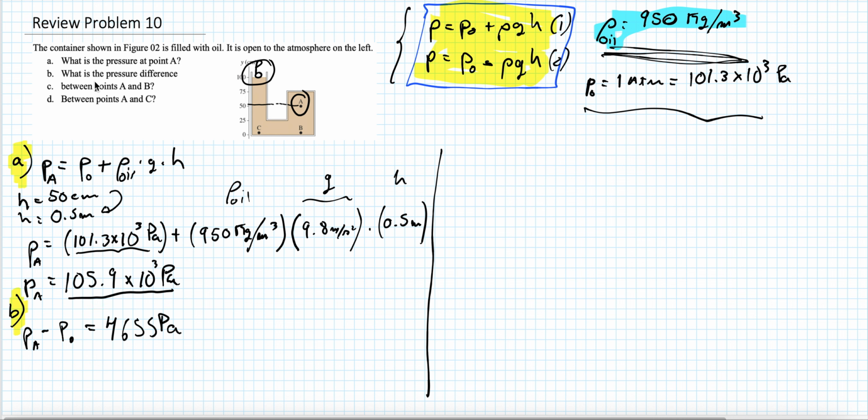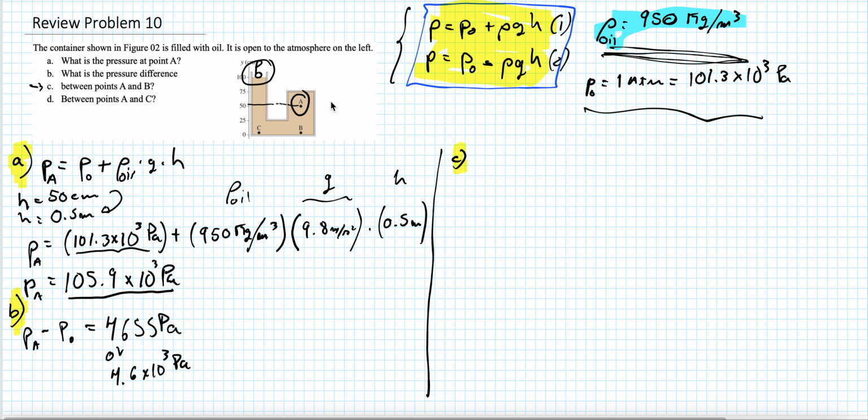And letter B asks us, what is the pressure difference? Well, the pressure difference will be 4,655 pascals, or 4.6 times 10 to the third pascal, or 4.6 kilopascals. Now, what is letter C? Take a look at letter C, guys. Letter C is asking us about the pressure between point A and B.